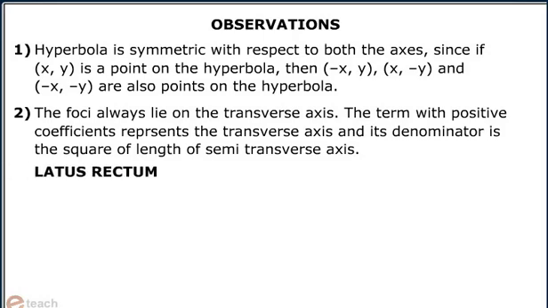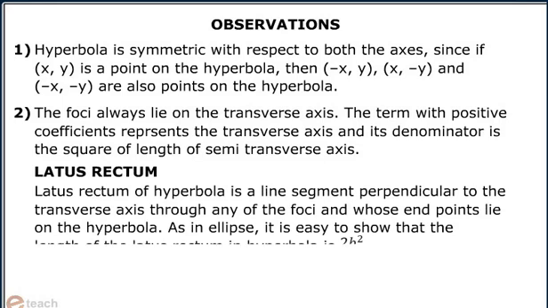Latus rectum. The latus rectum of a hyperbola is the line segment perpendicular to the transverse axis through any of the foci, and whose endpoints lie on the hyperbola. As in an ellipse, it is easy to show that the length of the latus rectum in a hyperbola is 2b squared by a.